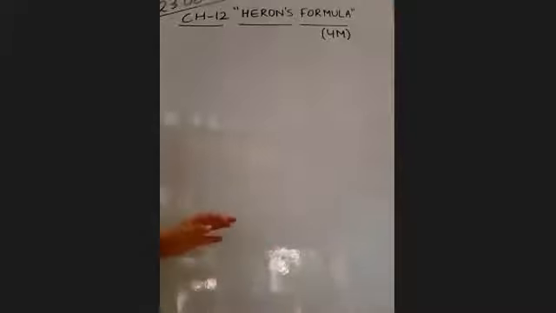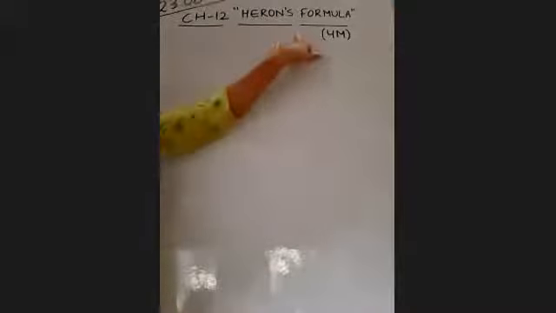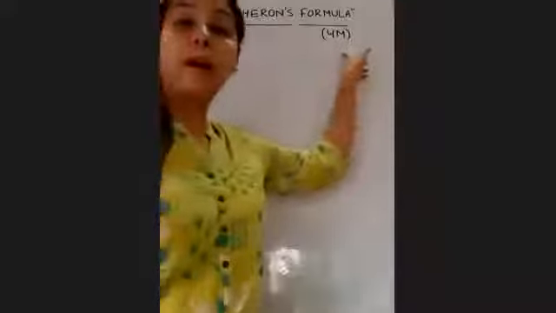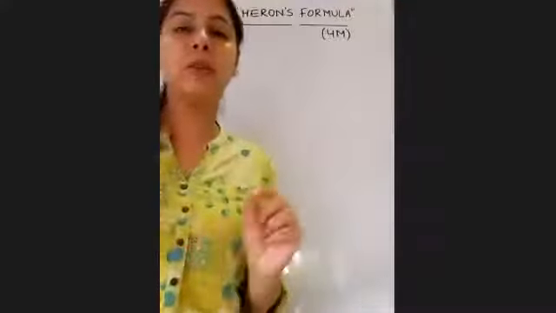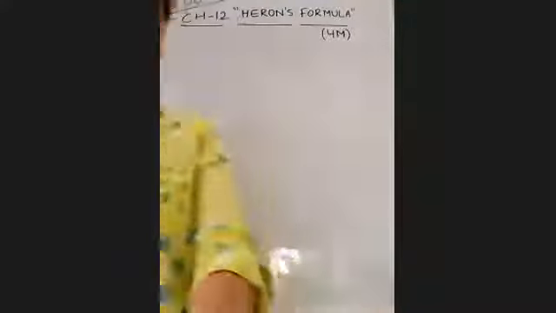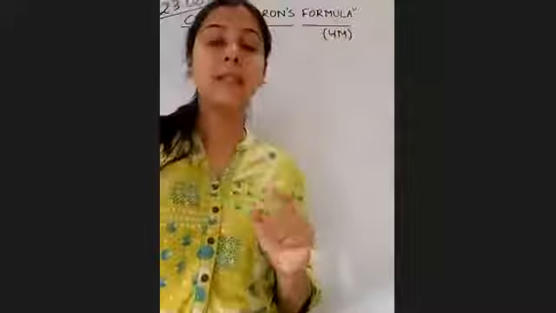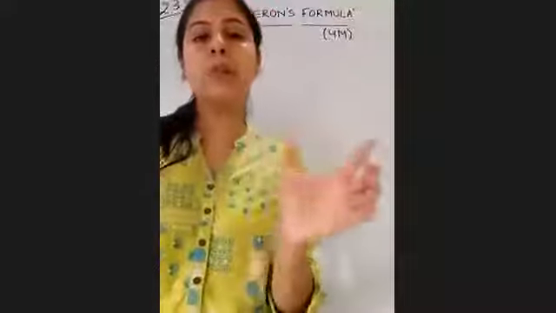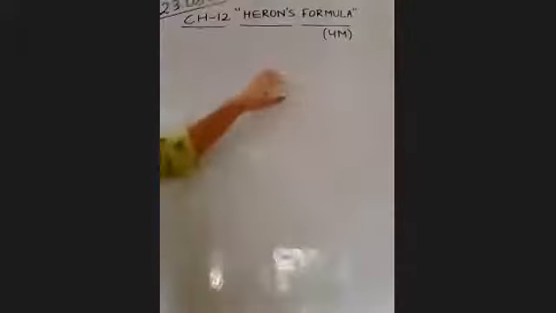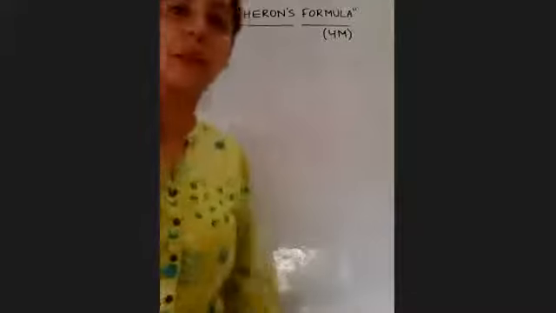All right, children. We are beginning with chapter 12, Heron's formula, which is of 4 marks out of 40 for this year, 2021-22, right? And it is a simple one, children. Please know that CBSE has deleted the quadrilateral portion this year. So we are just going to focus on finding the areas of triangles.